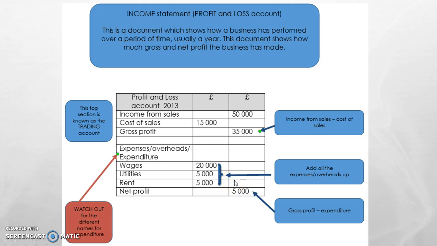So what could you do? In this example, just looking at this business, could we move somewhere cheaper? Could we get our electricity or our water or our gas from someone else? Wages, do we really need to spend £20,000 on wages, or could we do something about that? Maybe either reducing wages or reducing hours, or possibly even making some staff redundant. And they're the things that it'll ask you to do with a profit and loss account.